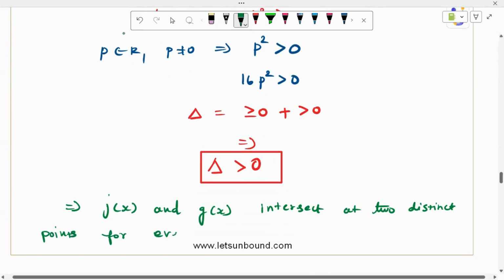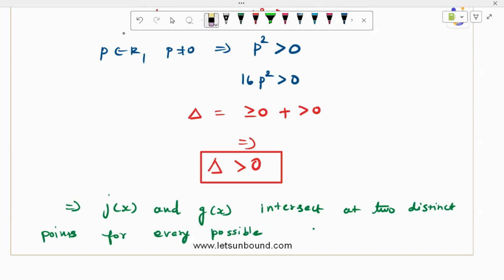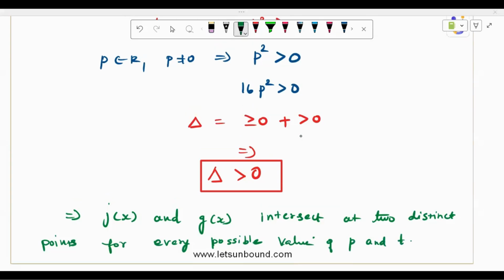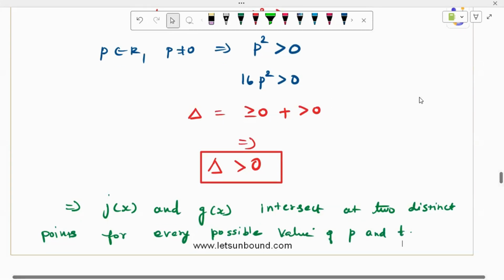For every possible value of p and t. We didn't do it for one case, we just did it for the general case. So this completes the solution. That's it, a very simple question from the quadratic function.